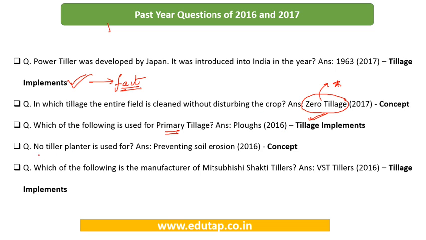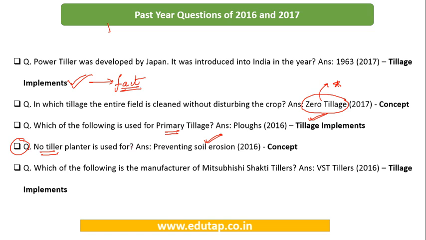Then coming to the next question, no tiller planter, okay, is used for what? So now again, the answer is preventing soil erosion. So here you need to understand that when you take a particular concept, you need to go a layer deep into it. Okay, so first you need to know what are the various tillages. Then you need to know for what such tillages are practiced for. Okay, so you can see we are going a step into the concept when it comes to this particular question here.